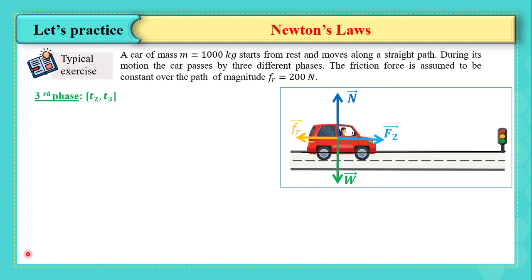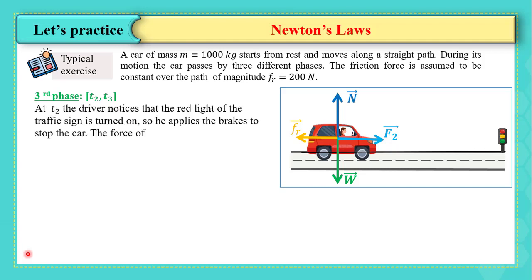Now let's move to the third and last phase, which is between the instants T2 and T3. At T2, the driver notices that the red light of the traffic sign is turned on, so he applies the brakes to stop the car. The force of brake applied to the car is assumed to be constant of magnitude Fb equal 500 Newton.